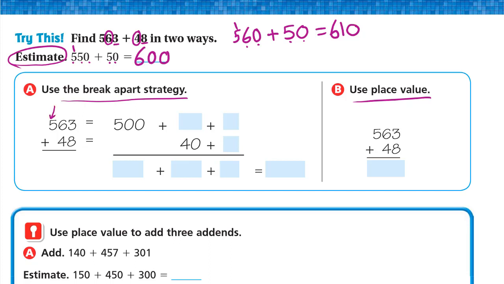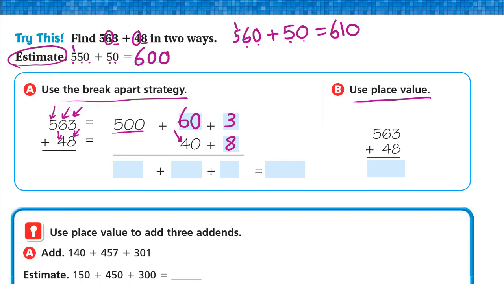The 5 is at 100, so we write it 500. The 6 at 10, so we write it 60. And the 3 at 1, so we write it 3. Now the 4 at 10, so we write it 40. And the 8 at 1, so we write it 8.